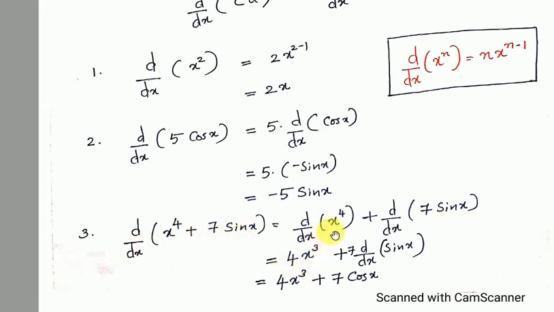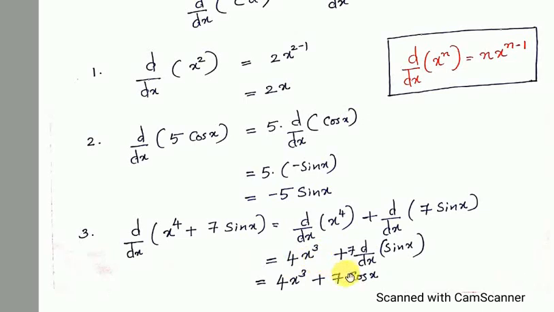What is the derivative of x raised to 4? It is the form of x raised to n. Derivative of x raised to n equals n into x power n minus 1. Instead of that n, here is value 4. 4x cube. How do you get cube 3 here? That is n minus 1. 4 minus 1, that is 3.